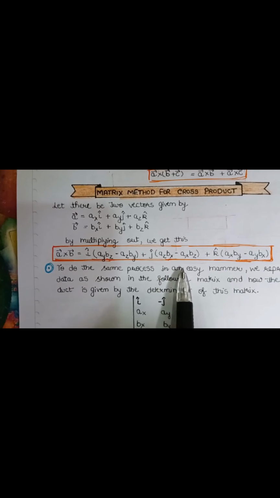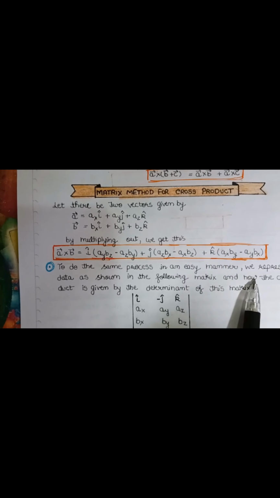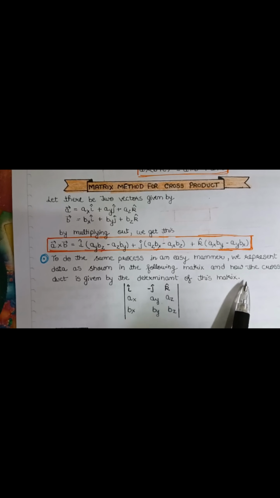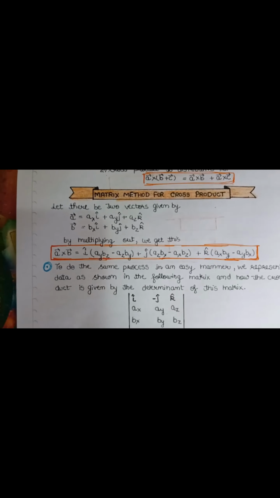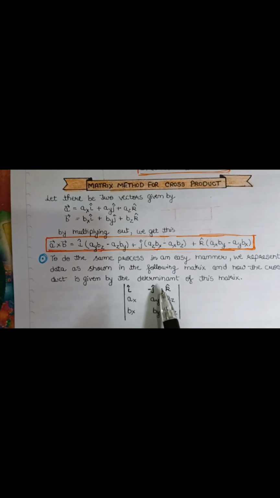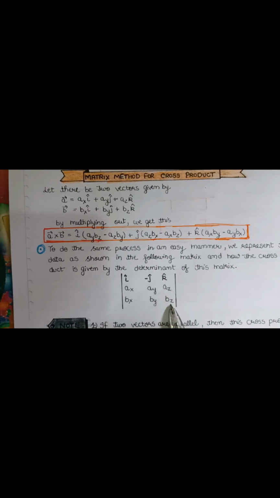To do the same process in an easy manner, we represent the data as shown in the following matrix and how the cross product is given by the determinant of this matrix. Here we have drawn the whole two vectors in a matrix form. Here i cap, minus j cap, k cap, ax, ay, az, bx, by, bz.